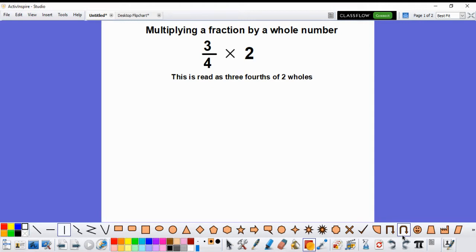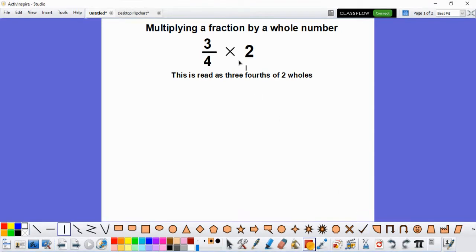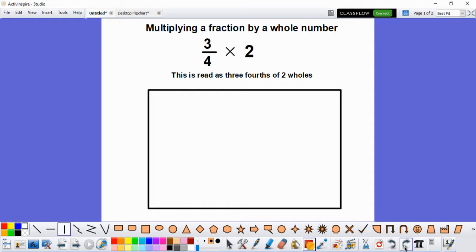We are going to be working on multiplying a fraction by a whole number. So the example that we have here is 3/4 times 2, which is read as 3/4 of 2 wholes. So the first thing you're going to need is to make sure that you have your 2 wholes.